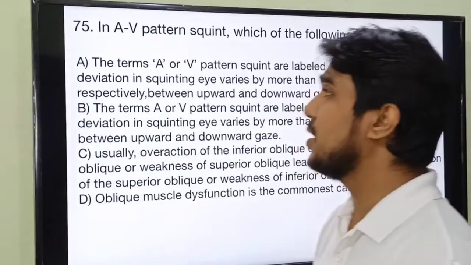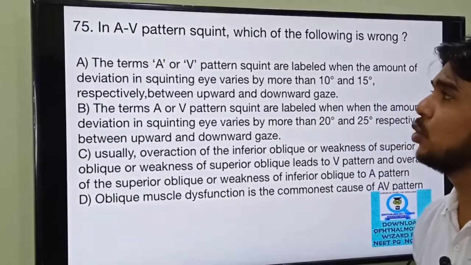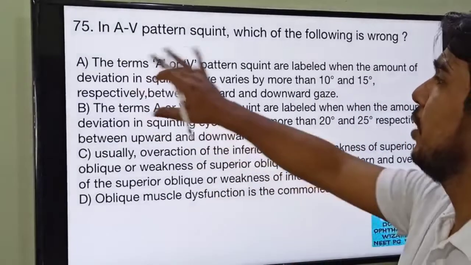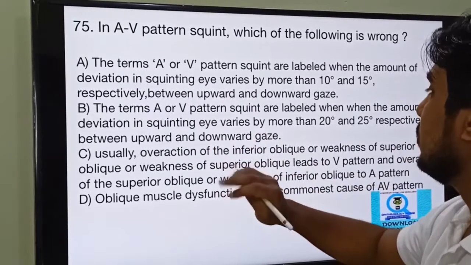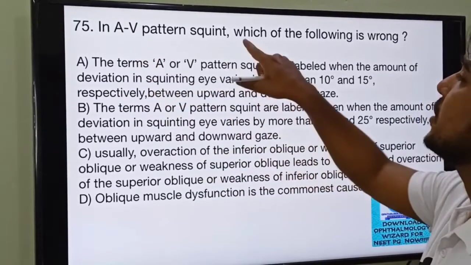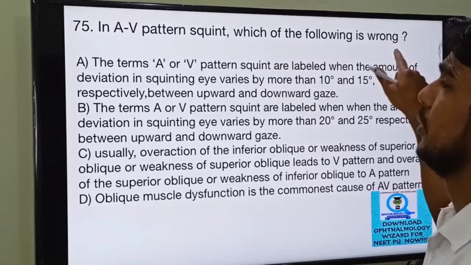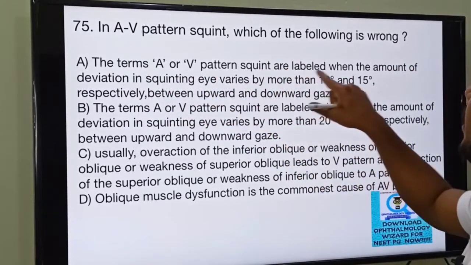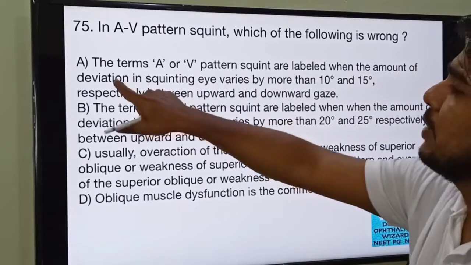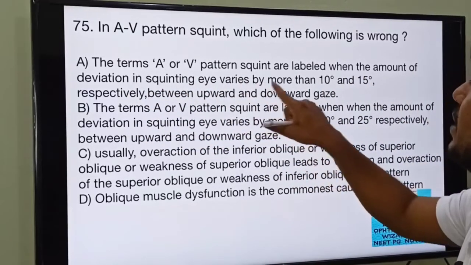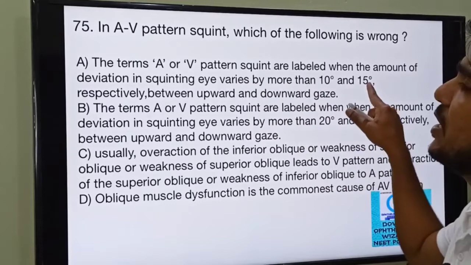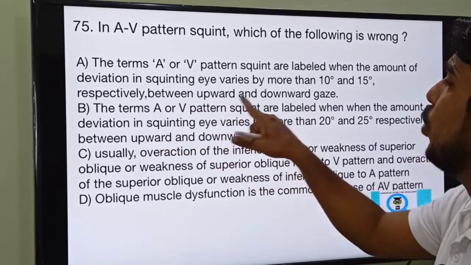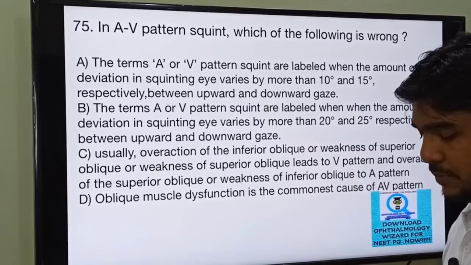Now in A-V pattern, you have to remember this. I will show you how to make this type of long and lengthy question easy. In A-V pattern squint, which of the following is wrong? The term A or V pattern squint is labeled when the amount of deviation in the squinting eye varies by more than 10 degrees and 15 degrees respectively between upward and downward gaze.